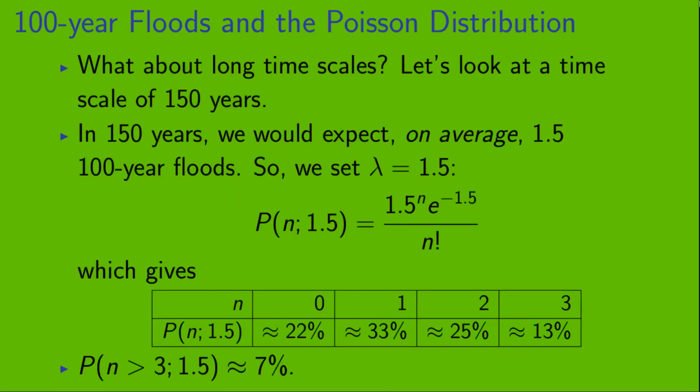Okay, so now what about long timescales? Let's look at a timescale of 150 years. So in 150 years, we would expect, on average, 1.5 100-year floods. So we set lambda equal to 1.5 in our Poisson distribution formula. So here we've shown the probabilities of getting n equals 0, 1, 2, or 3 100-year floods in 150 years. The most likely case is that we get 1, but the probability of getting 0 or 2 or 3 is not that small, and in fact the probability of getting more than 3 is even 7%.